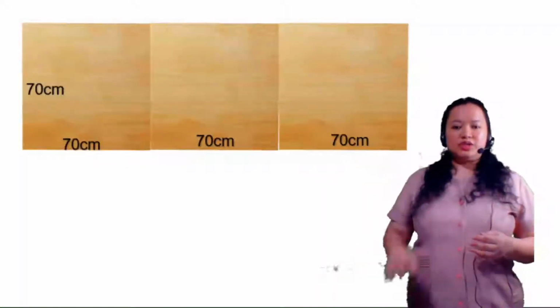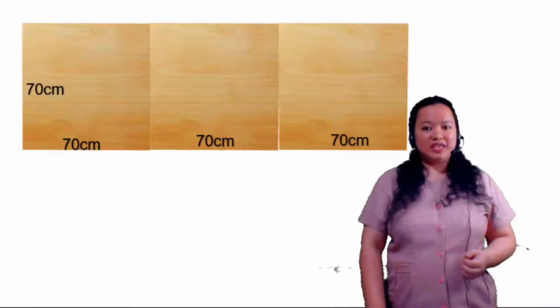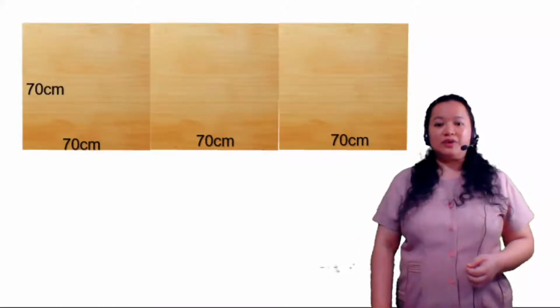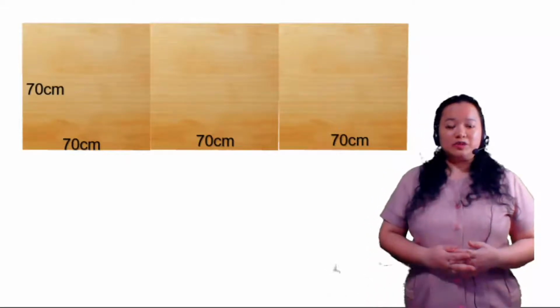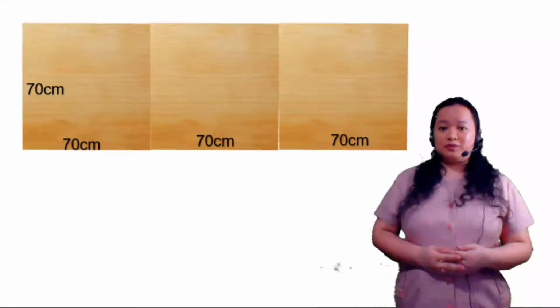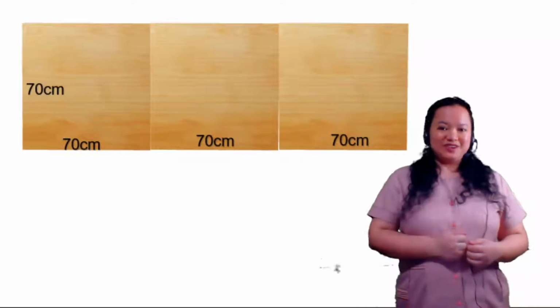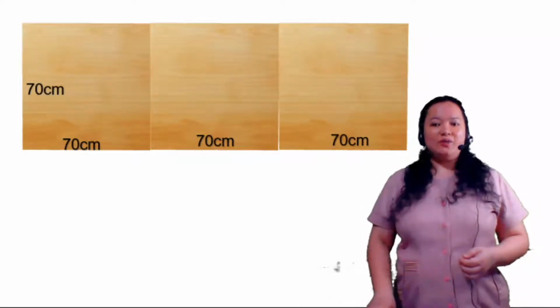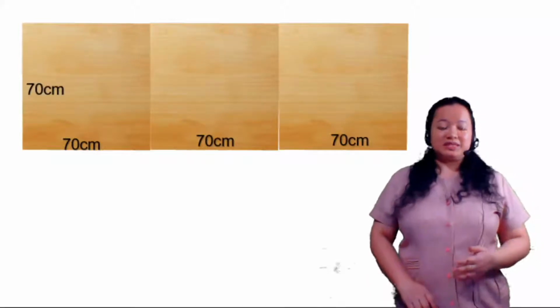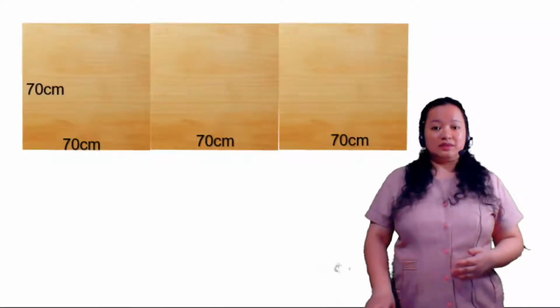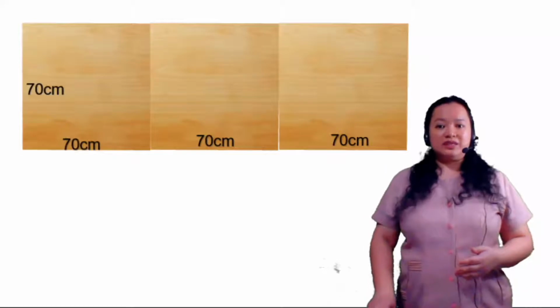Based on the illustration, placing 3 square tables end to end will form a rectangular shape. Can you now figure out the new measurement of the rectangular table formed? Let us figure it out together. Our width is 70 centimeters. But since we placed 3 tables end to end, we now have 70, 70, and 70.